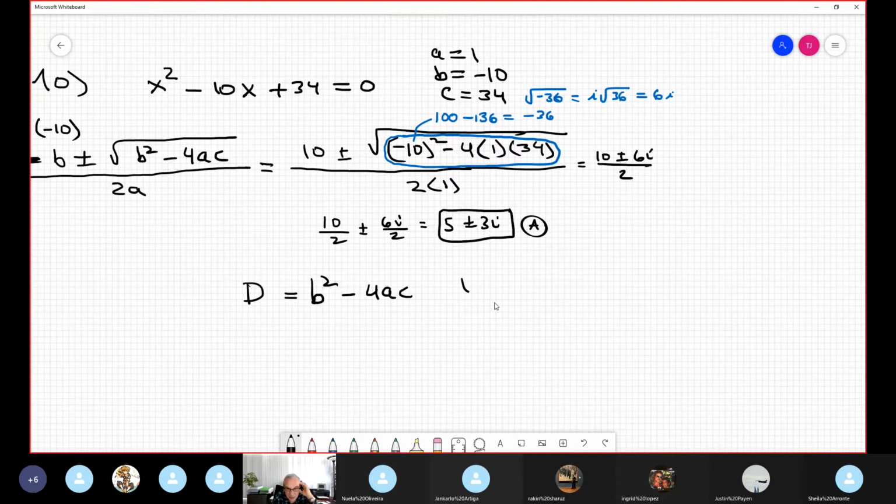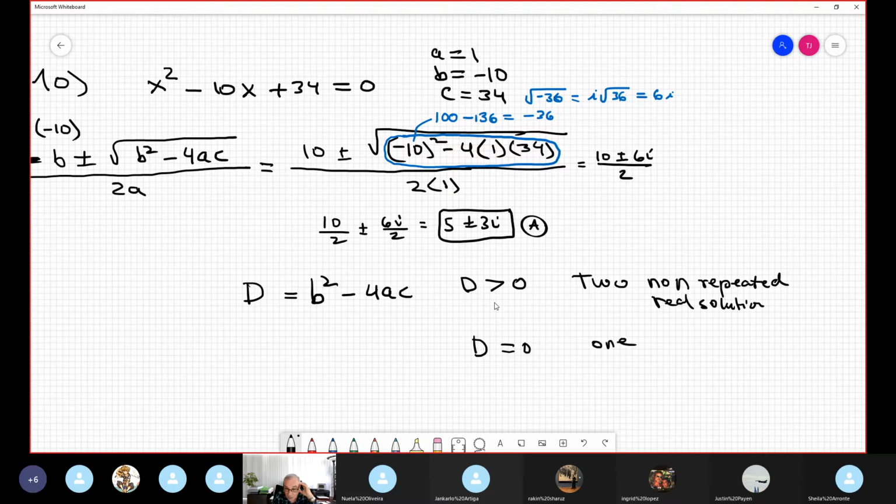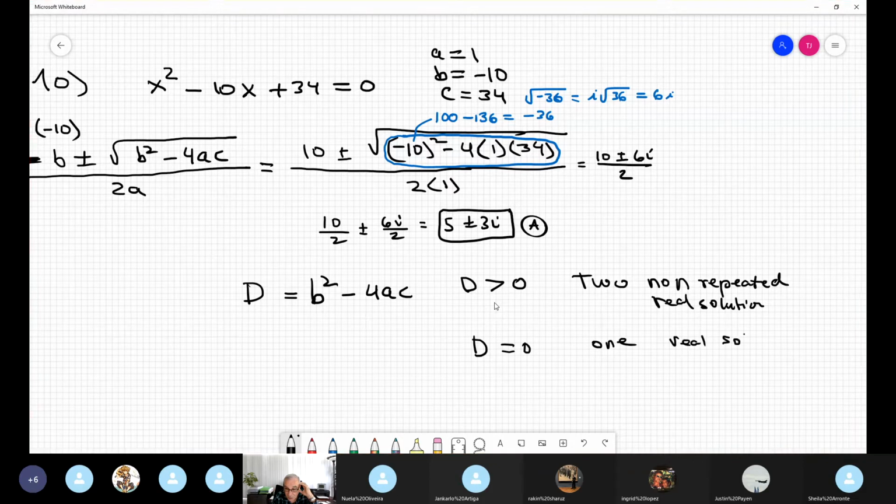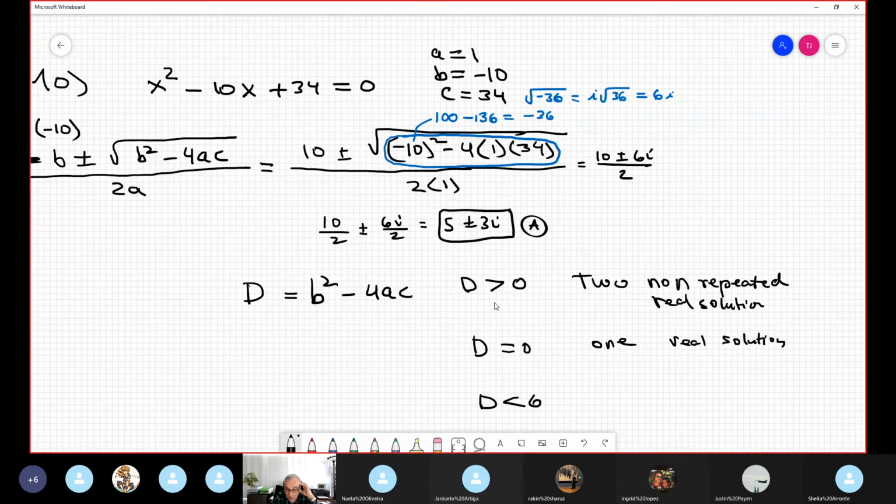Because according to the sign, it gives me information. When the discriminant is a positive number, we have two real solutions, two non-repeated real solutions. When the D is 0, one real solution. And when the D is negative, like this example, it is a complex solution.